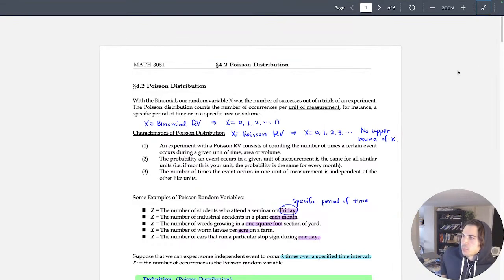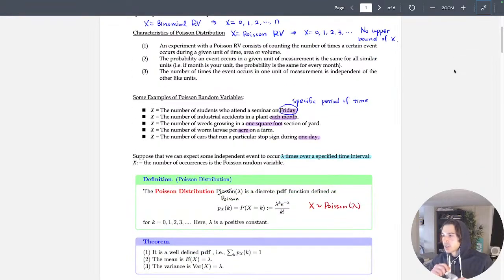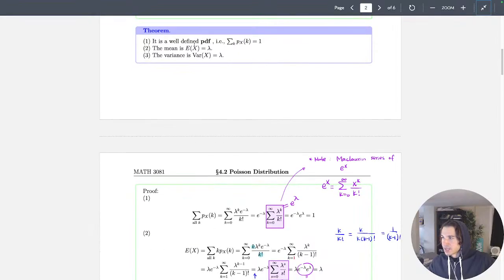So, Poisson distribution. With the binomial, our random variable x was the number of successes out of n trials of an experiment. The Poisson distribution counts the number of occurrences per unit of measurement, for instance, a specific period of time or in a specific area or volume. So this is the function: P(x = k) = lambda to the k, e to the negative lambda, over k factorial. The expected value of x is just lambda, and the variance of x is just lambda.